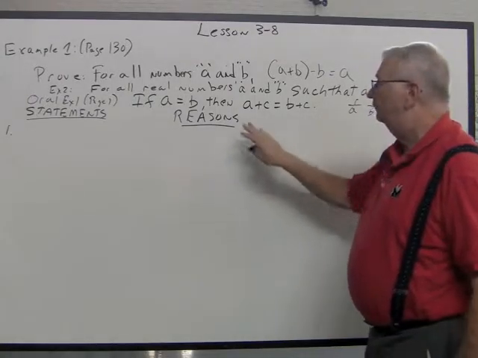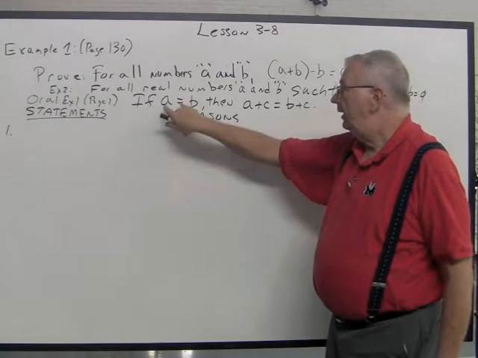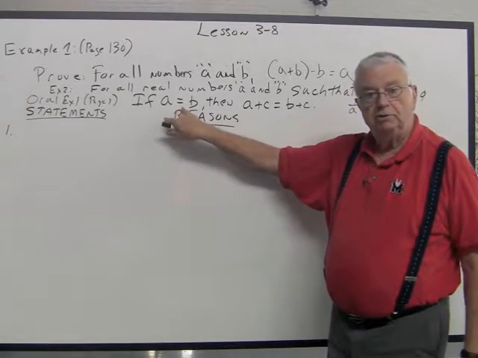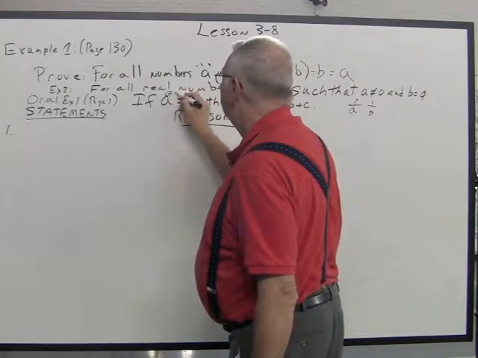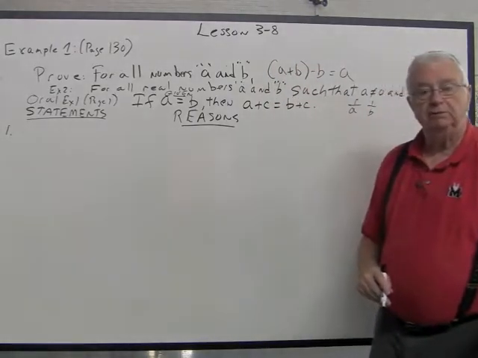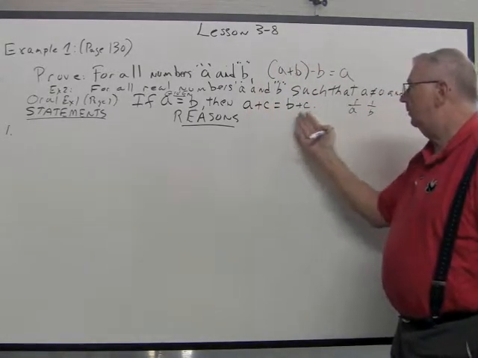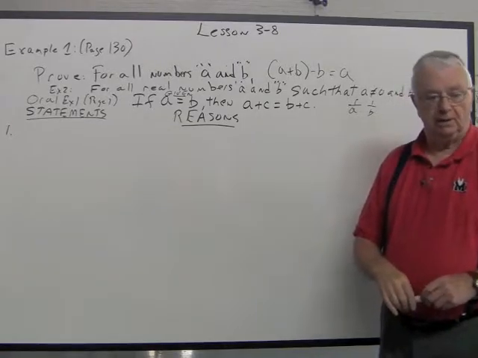So this is in the format of an if-then statement. The if part of it is assumed to be true. It's your given. So it's given that a equals b. What we're trying to prove, the statement then, would be a plus c equals b plus c.